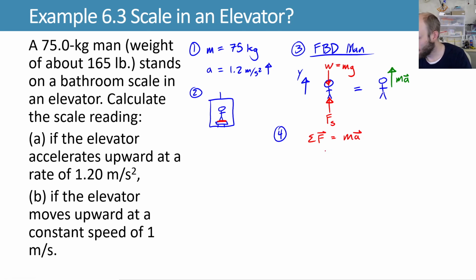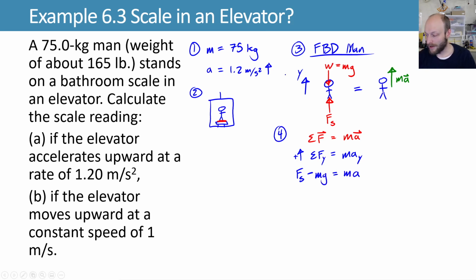Let's go ahead and look at the y component. Call up positive, the sum of our forces in the y direction is equal to mass times acceleration in the y. I know this might seem like a lot of unnecessary writing, but I'm trying to give you tools for when you're considering more complicated problems. So going up, we have force of the scale on the man minus the weight of the man has to equal mass times acceleration, and I'll call it A here.